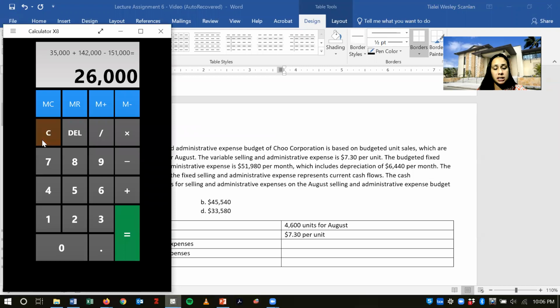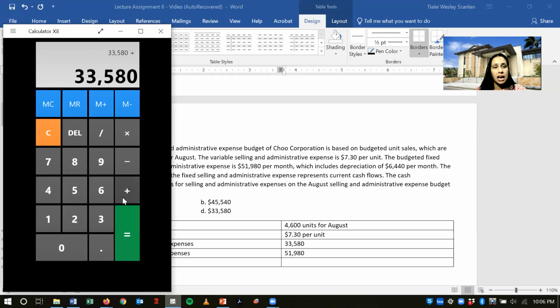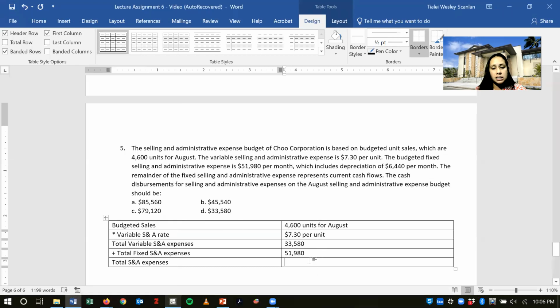So let's do our 4,600 multiplied by $7.30 per unit, 33,580. Add our fixed component, which is 51,980 per month, and there's already depreciation in this fixed amount. So we'll add them all up and then we'll take out the depreciation portion. So 85,560.